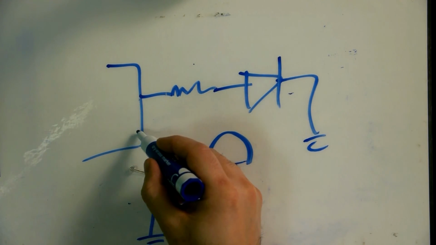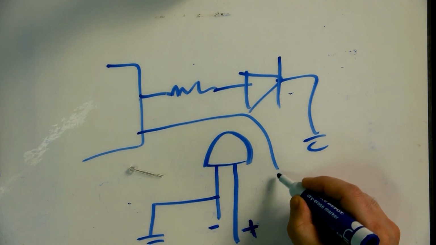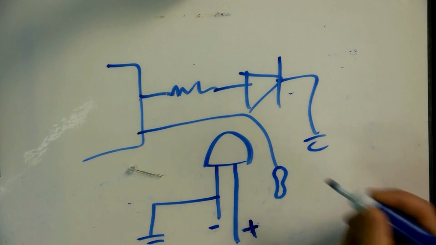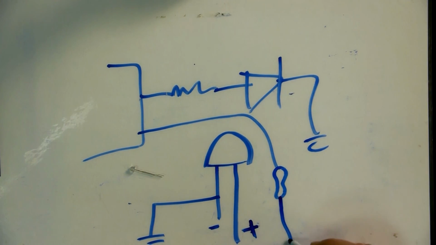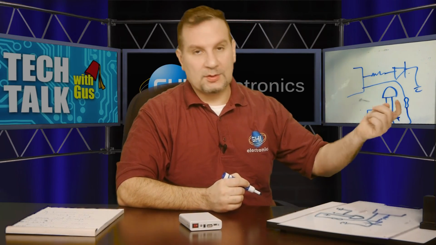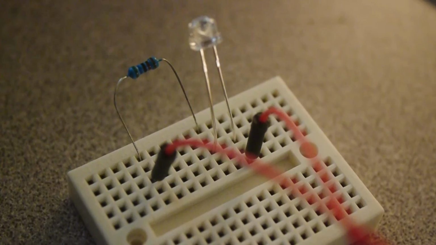So from the micro, I would have a resistor, and in real life, let's say the resistor looks something like this. Then the resistor is going to the LED, and then the LED is going to ground. Set this pin to an output, set it high, and this LED will come on.